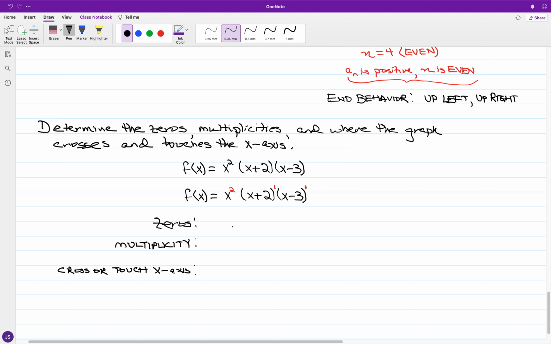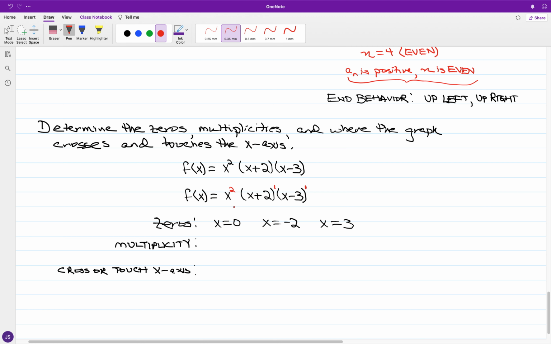Okay, so for what we have at the start, from x we have x equal to 0. And if I set x plus 2 equal to 0, I'm going to have x equal to negative 2. And if x minus 3 is equal to 0, I'm going to have x equal to 3. And again, multiplicity being in reference to the power to which the corresponding factor of that zero is going to be raised.